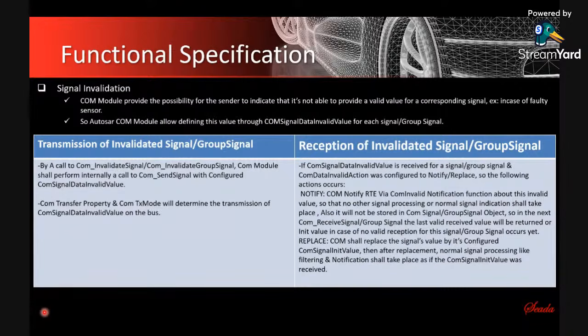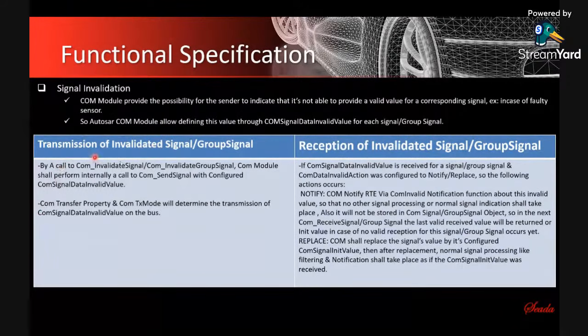So by this signal invalidation, as we mentioned, the COM shall provide the possibility to the sender to indicate if it's not able to provide a valid value for a corresponding signal. The AUTOSAR COM module shall define this invalid value at the receiver side and transmitter side also, with something called COM signal data invalid value. If I put any value here, then the COM will monitor this value when it's received. It indicates that this signal will be a false signal, and let's see what's going to happen. Is it going to accept this or not?